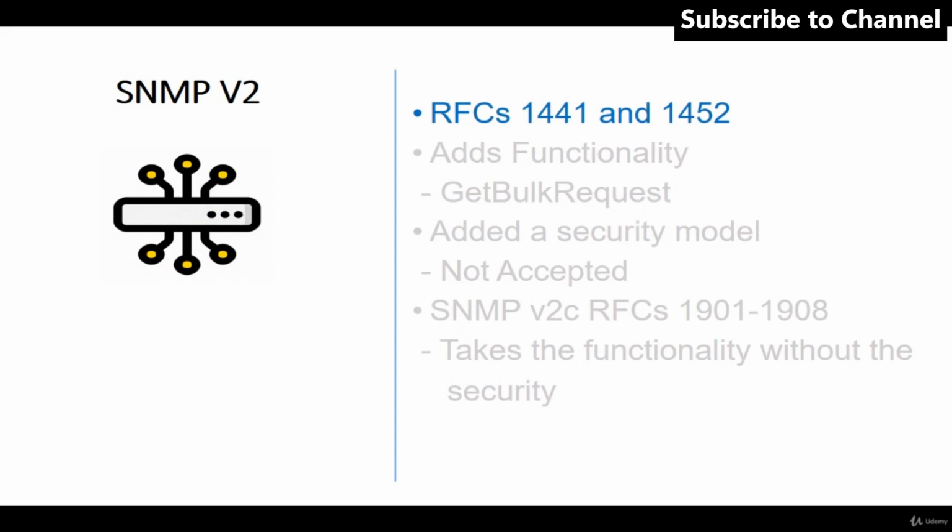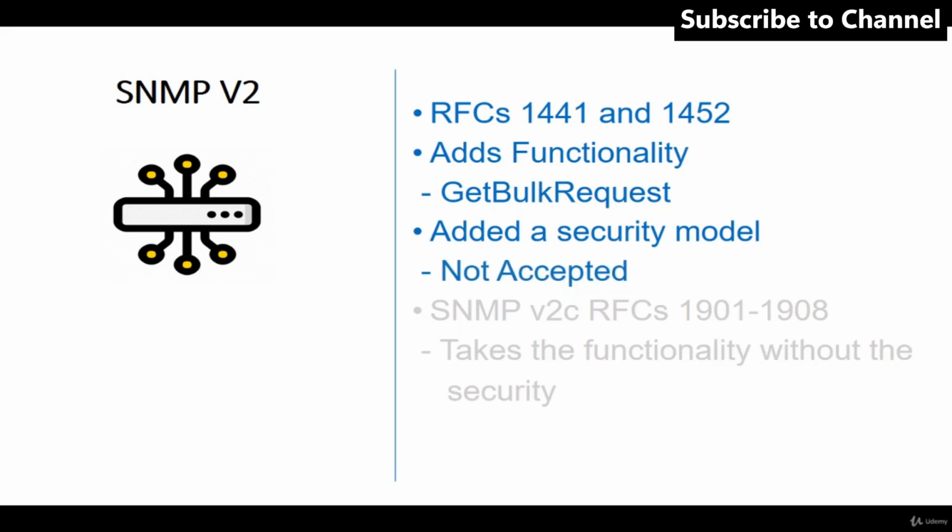SNMP v2 was introduced in RFCs 1441 to 1452. It adds functionality to the SNMP v1 protocol, specifically the get bulk request command. It also added a security model because again SNMP v1 is very insecure. And that security model really wasn't accepted by the community at large, like IPv6 hasn't been accepted by the community at large.